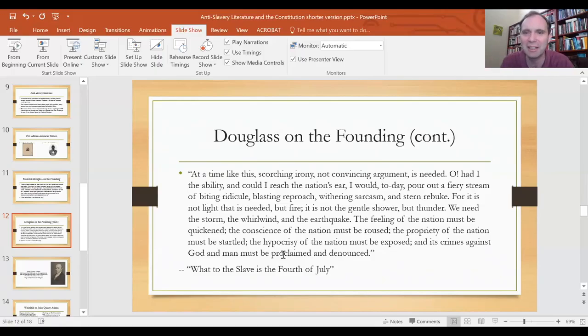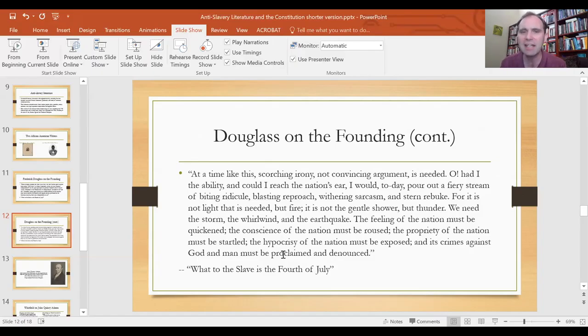In one of the most powerful moments in the speech, he says, "At a time like this, scorching irony, not convincing argument is needed. Oh, had I the ability and could I reach the nation's ear, I would today pour out a fiery stream of biting ridicule, blasting reproach, withering sarcasm, and stern rebuke. For it is not light that is needed, but fire. And it is not the gentle shower, but thunder. We need the storm, the whirlwind, and the earthquake.